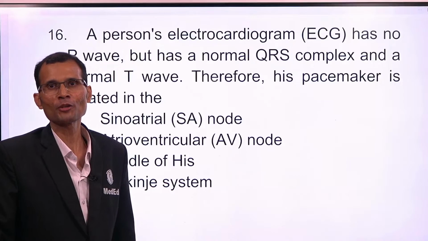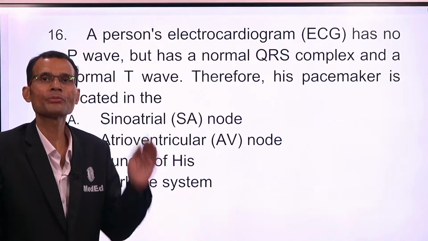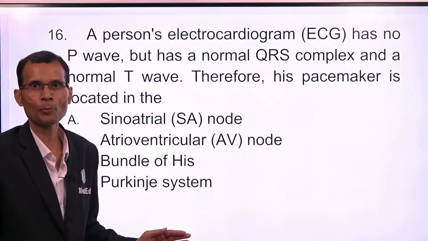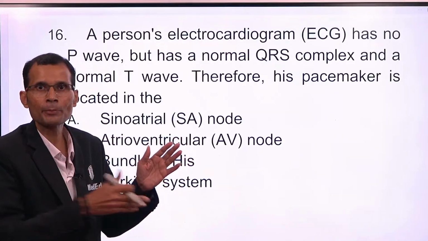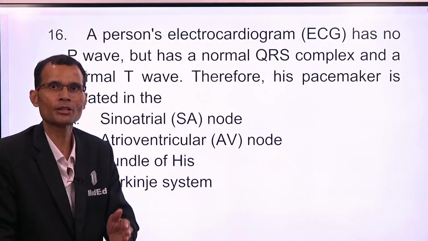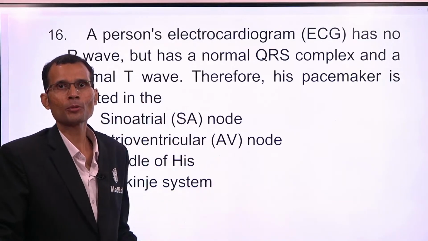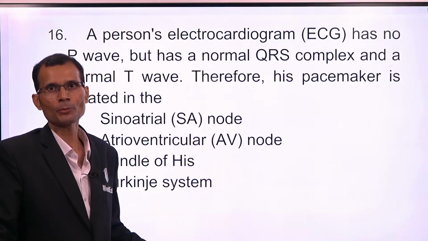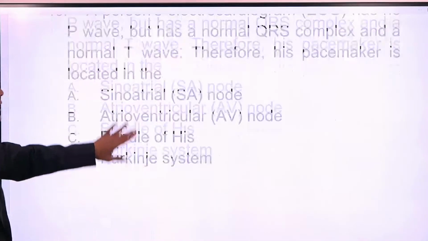But what about the bundle of His? If the bundle of His is the pacemaker, then you can have a clean QRS complex, because the Q wave starts from below it. Septal depolarization happens below the bundle. And then the T wave is also normal, so ventricular repolarization is also normal. This is actually located in the bundle of His.